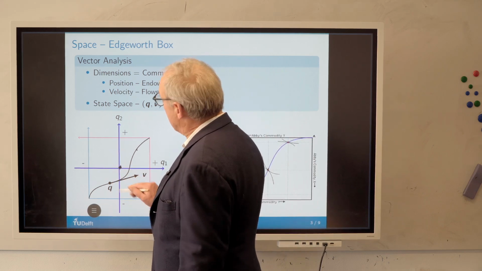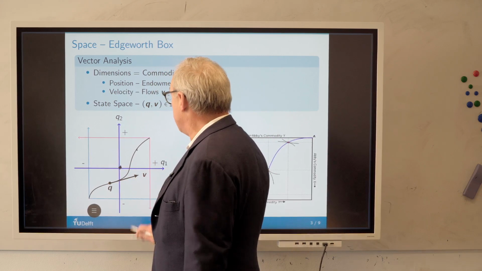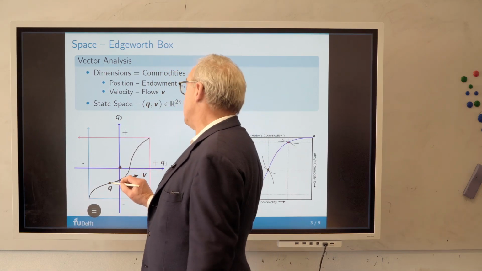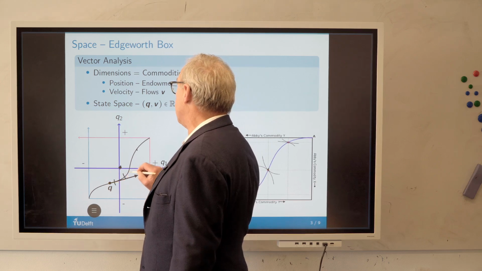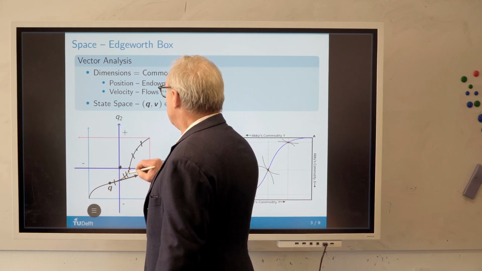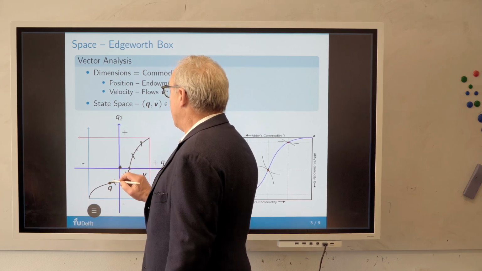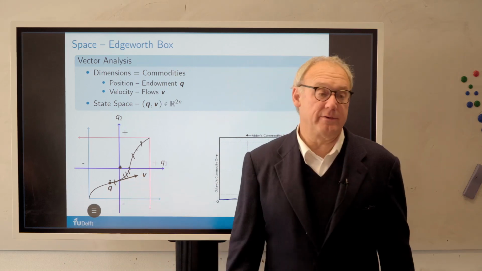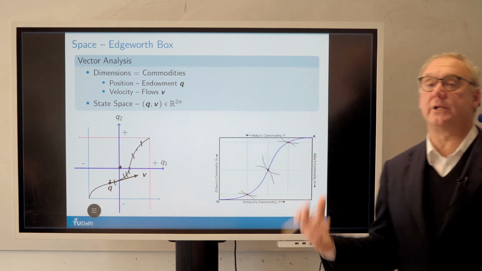I can say the motion will be along the contract curve, but because I have this nice coordinate system, I can say it's moving at a particular clip here. So here it's moving very slow, and here we're moving fast. And I can approximate that motion with a tangent vector. That's the original idea of a vector.